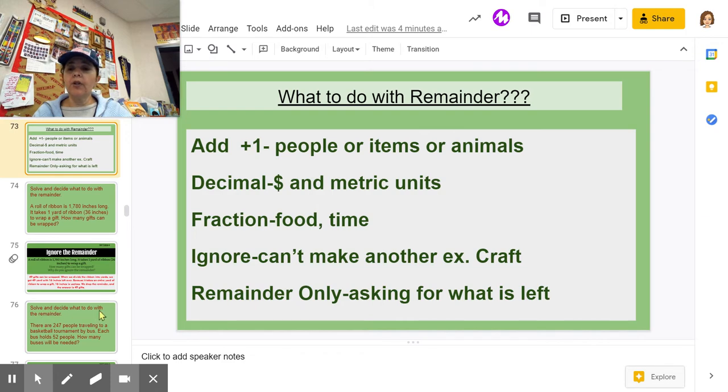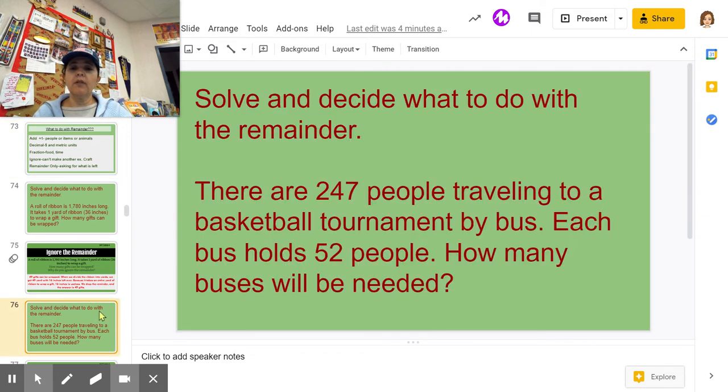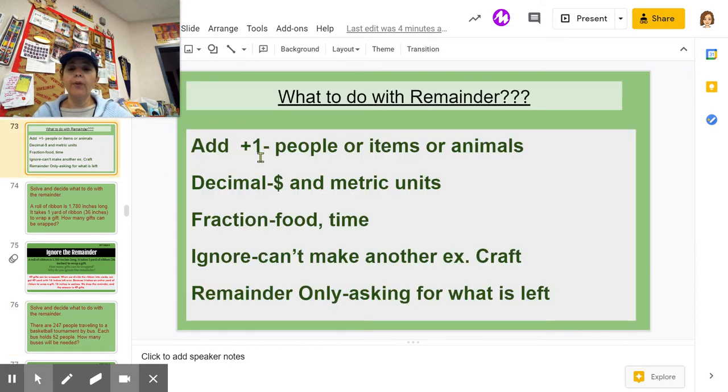So let's go back and look at the question. There are 247 people traveling to a basketball tournament by bus. Each bus holds 52 people. How many buses will be needed? So there is going to be a remainder. What are we going to do with it? Pause the video, write it down in your math notebook, and see if you can figure out what we're going to do. Are we going to add one more, make a decimal, make a fraction, ignore it, or write down the remainder as our answer? Pause the video, write it down, then come back to me.